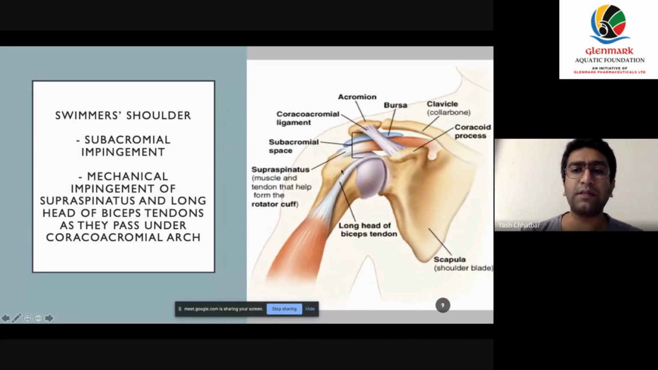There's something called a labrum, which acts like a suction cup, because the ball of the shoulder joint is larger in size compared to the glenoid, which is this part over here, which is smaller in size. So to maintain that concavity, there is an additional structure.